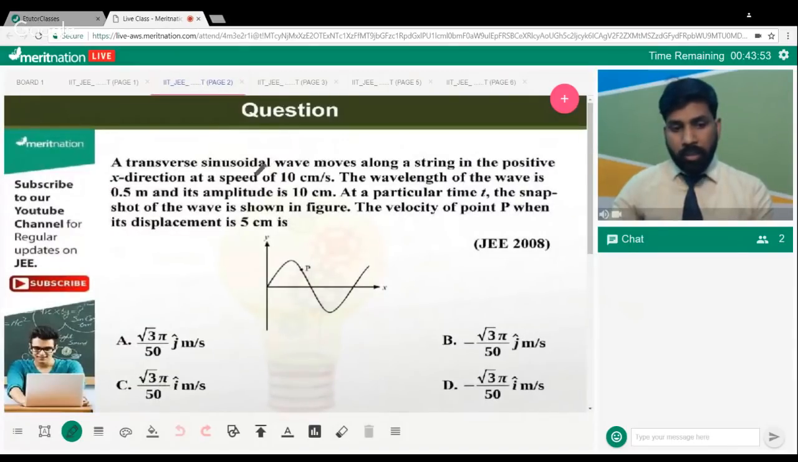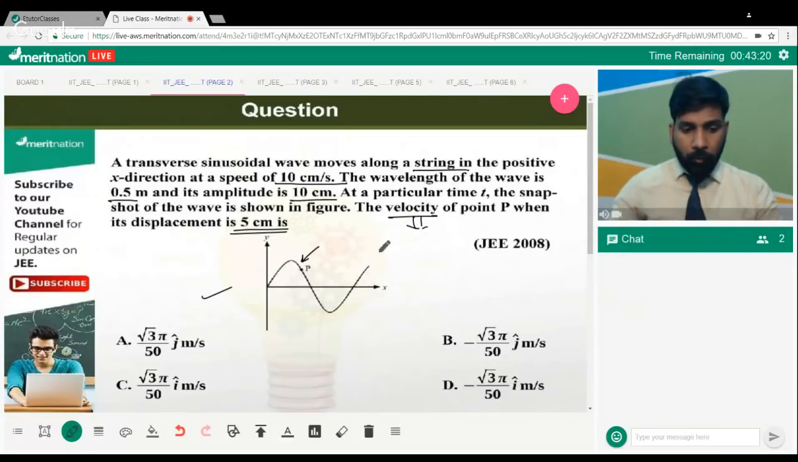A transverse sinusoidal wave moves along a string in the positive x direction at a speed of 10 centimeter per second. The wavelength of the wave is 0.5 meter and its amplitude is 10 centimeter. At a particular time t, the snapshot of the wave is shown in the figure. Then the velocity of the point P when its displacement is 5 centimeter is what? So we have to find out the velocity of this point P.